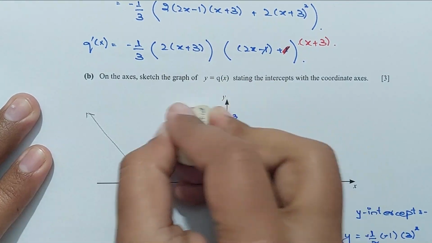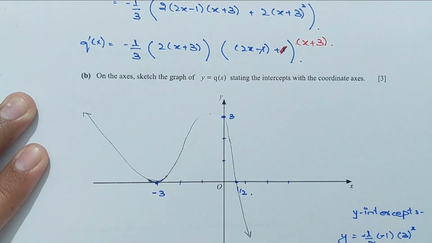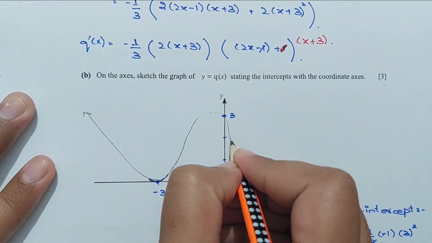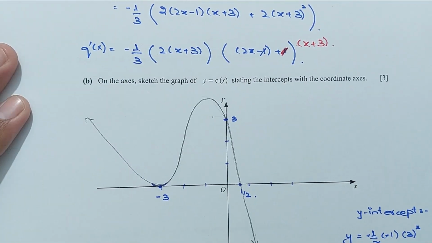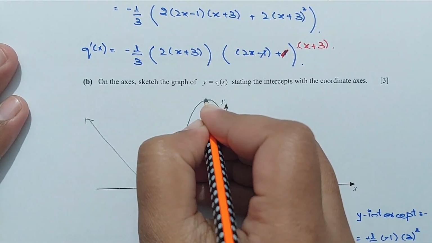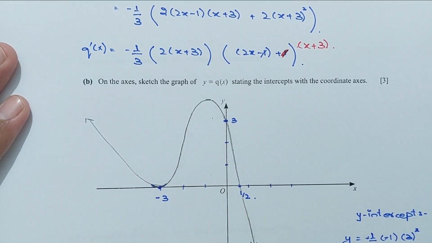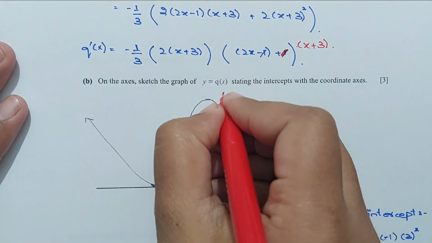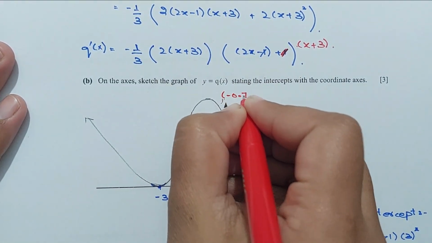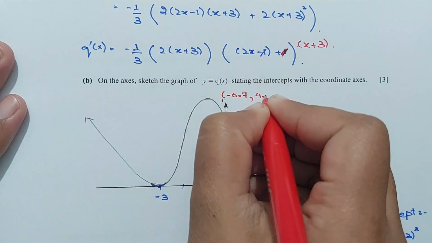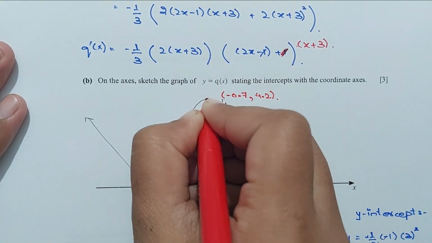If I explain this situation clearly, here I do this again. So this is a turning point. X is -0.67 and y is 4.23. So the turning point is -0.7 and 4.2. Right, this is a turning point.